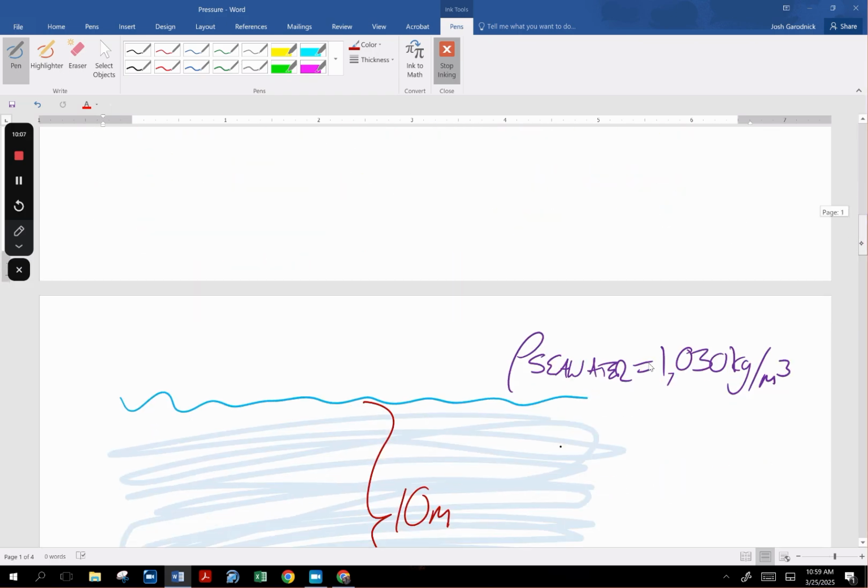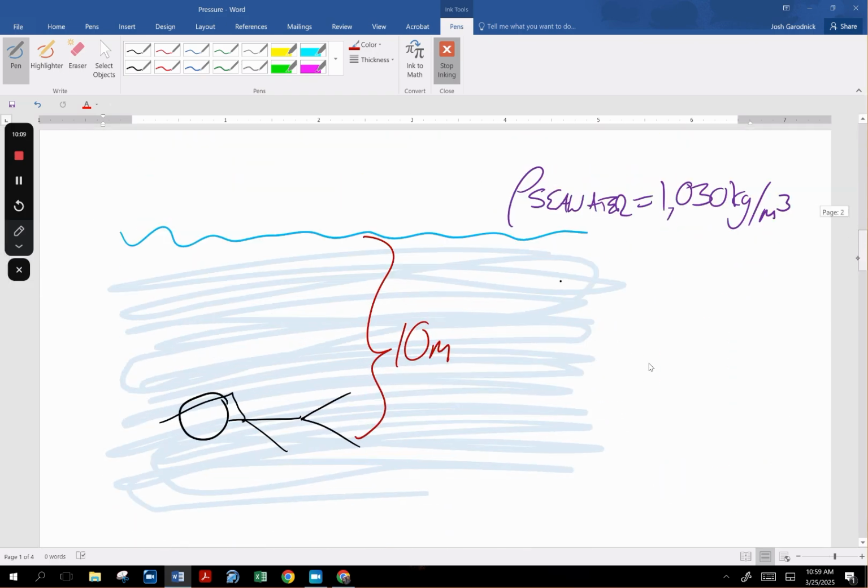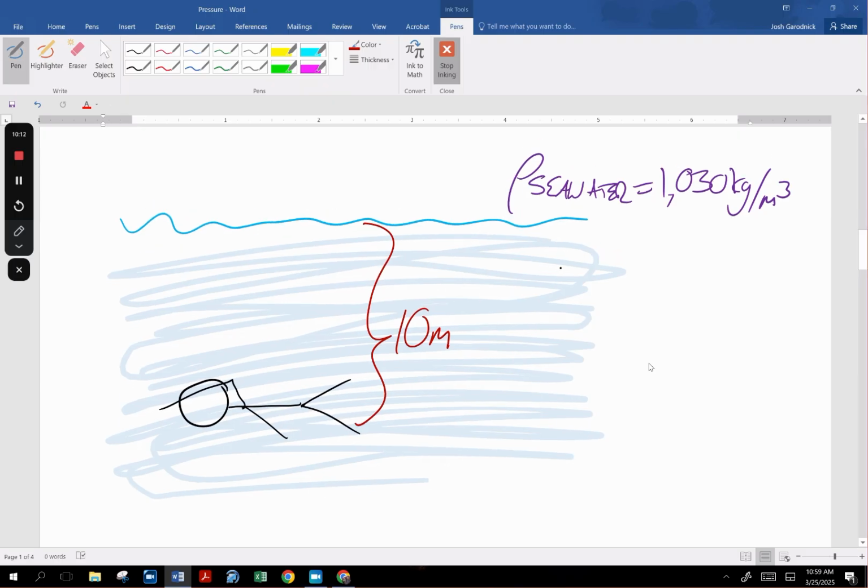Your first pressure question. This scenario is somebody swimming pretty deep, 10 meters, that's like 33 feet deep in ocean water, seawater. And I don't know about my drawing, but I'm kind of curious if they're swimming or something bad happened and now they're 10 meters underwater. But let's figure out what pressure this person experiences at this depth.